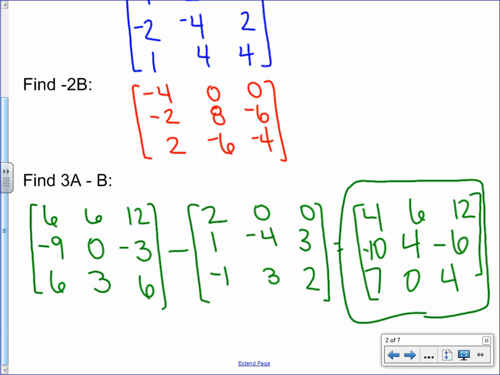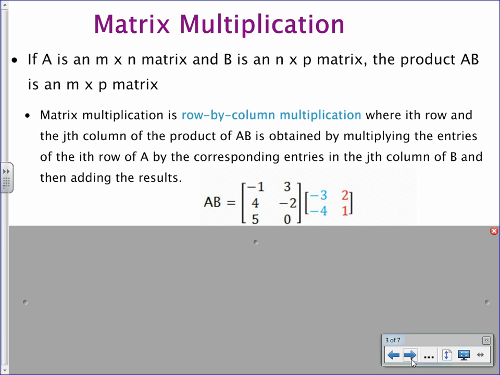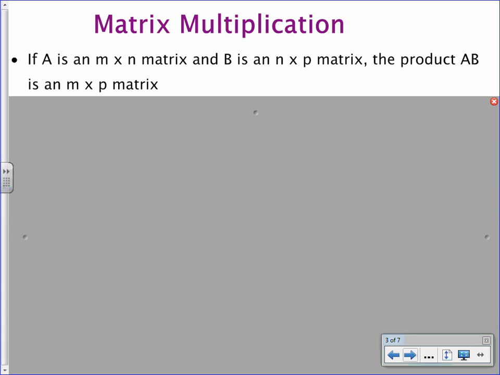All right, now, matrix multiplication is not as straightforward as these operations. We're going to have to do a little bit more work, okay? That's all right. We're not afraid of that. So, here is the rule. If matrix A is m by n, and B is n by p, then the product is going to be m by p.